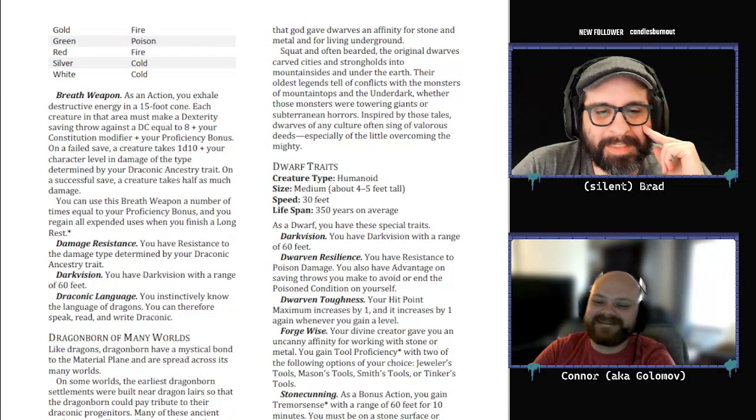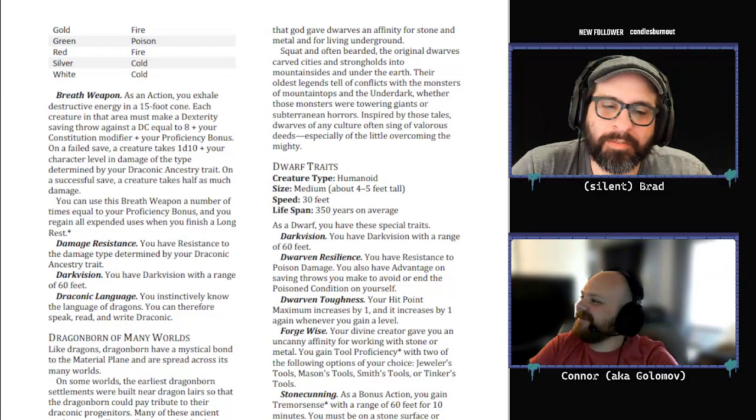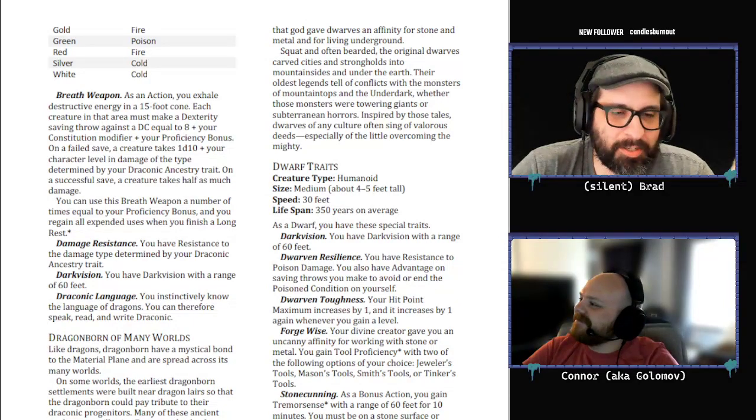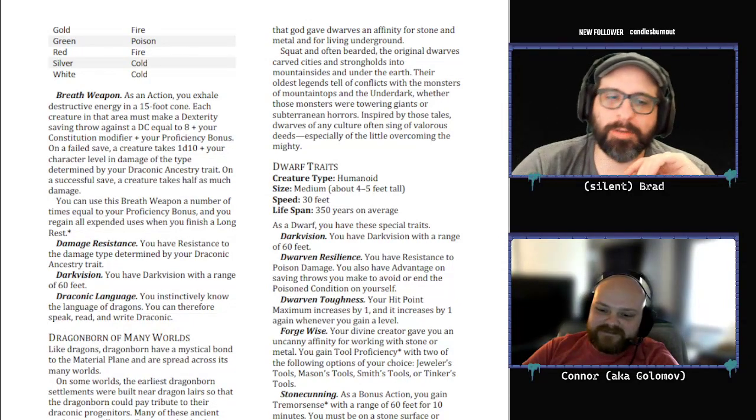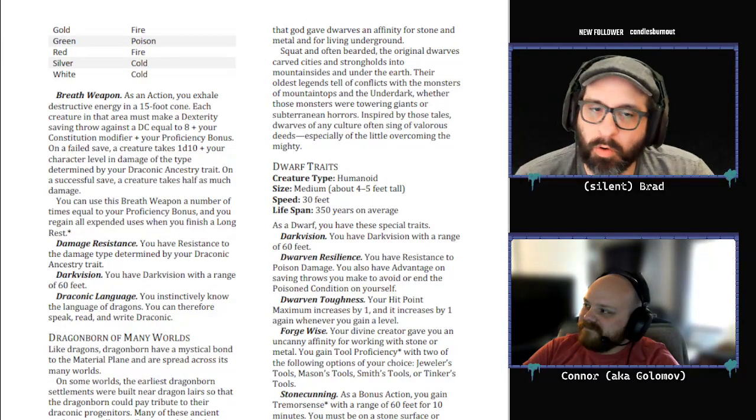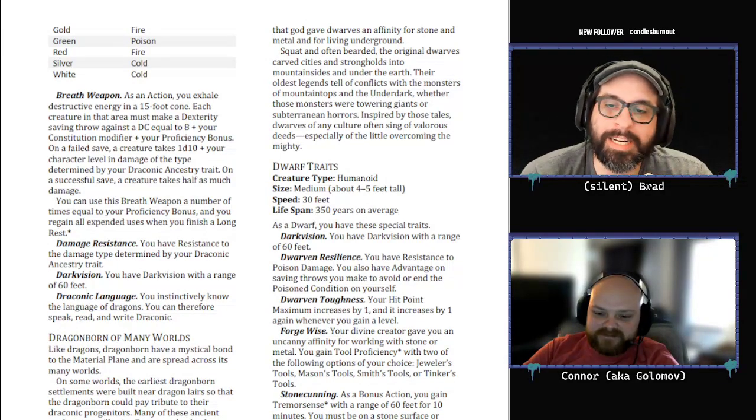Well, we've got a barbarian for sure coming in the next one. Ryan's playing a plasmoid barbarian, so we've got at least one tank.